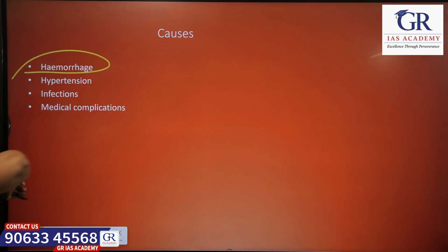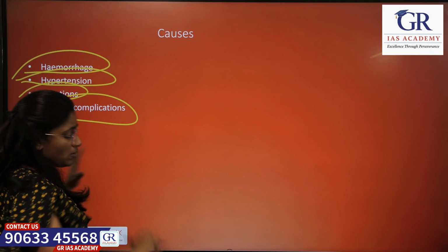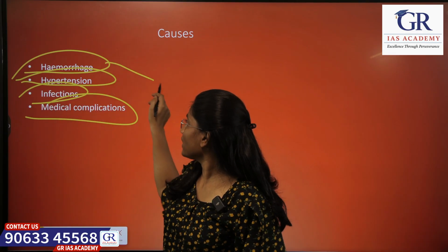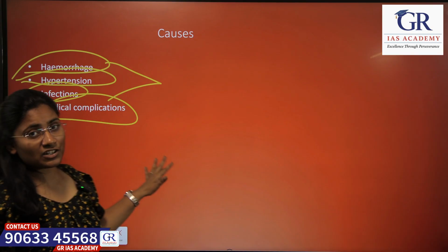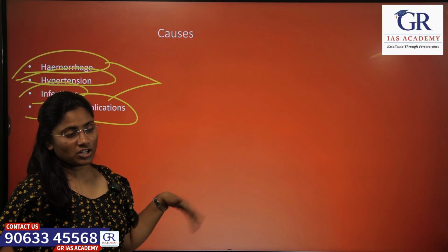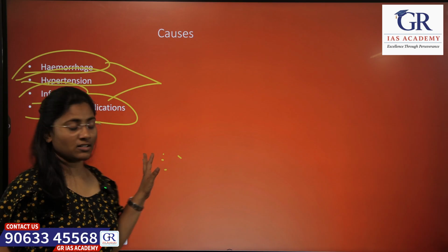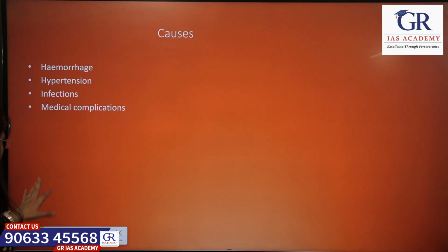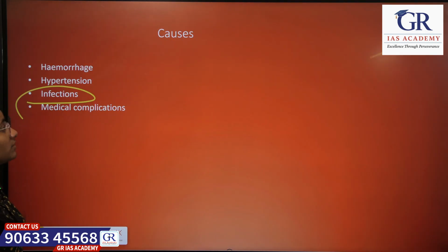Because of hemorrhage, hypertension, infections and medical complications. Mostly these are caused by already existing diseases, so they should be controlled. In order to control, what do they have to do? They have to treat hypertension and all the pre-existing conditions initially, and to avoid infections they have to take care of hygiene and everything during labor.